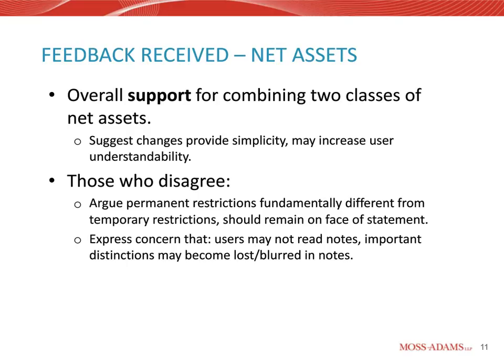In addition, there were others that really feel strongly about the distinctions in net asset classes and thought that how they are classified, or even the board designated amounts, needed to be reported on the face of the financial statements, versus one of the proposals, which was, hey, can we just include this information in the footnotes? They really thought that many users don't get to the footnotes, and so thought the distinctions between restricted and unrestricted net assets needed to stay on the face of the financial statement.